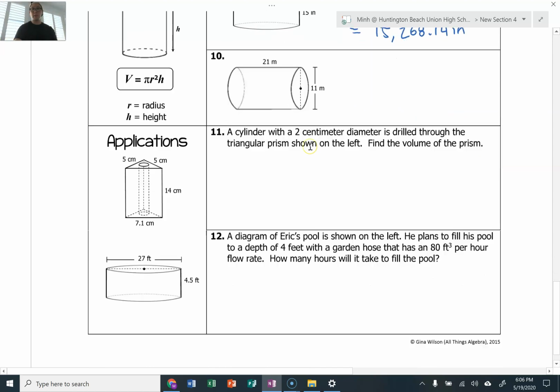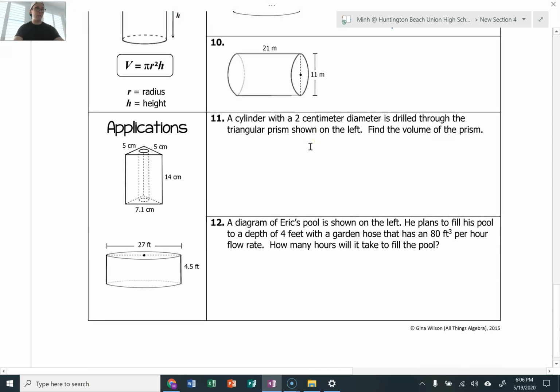Alright, cool. Let's do one last type of word problem. Alright, word problems, they're a little bit tricky, but if you tackle one bit of information at a time, you'll be fine. So let's do number 11. It says a cylinder with a 2 centimeter diameter is drilled through a triangular prism.